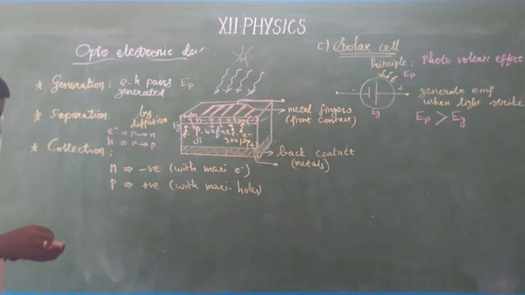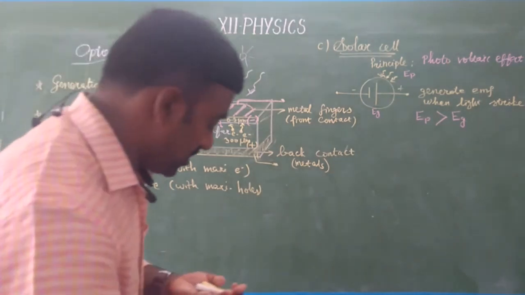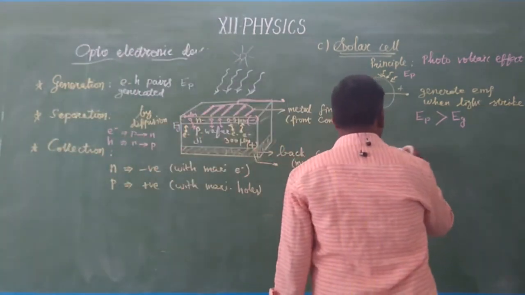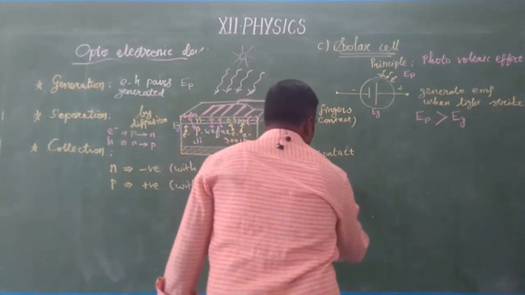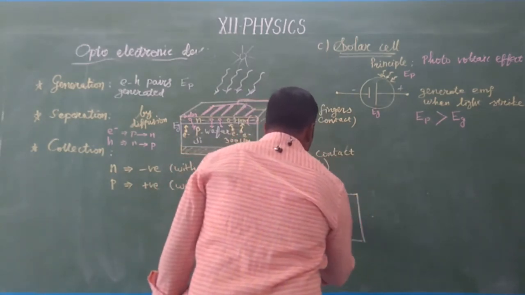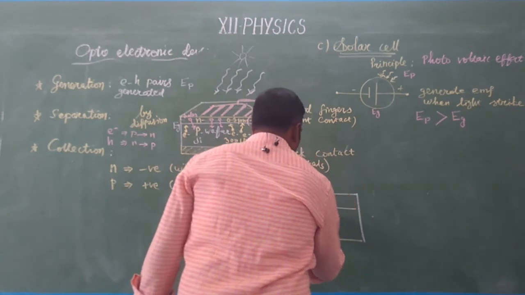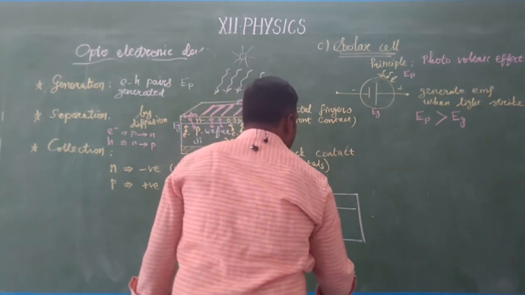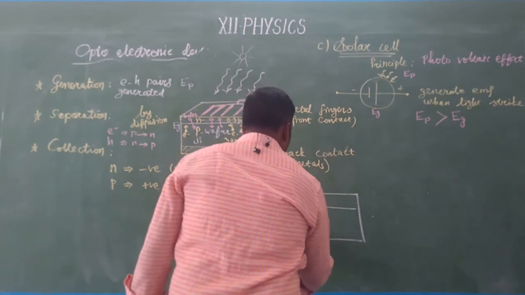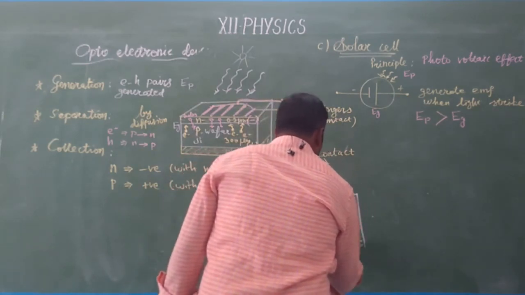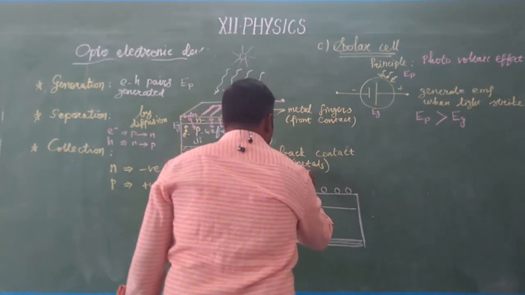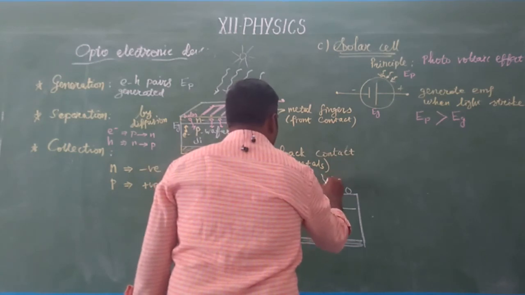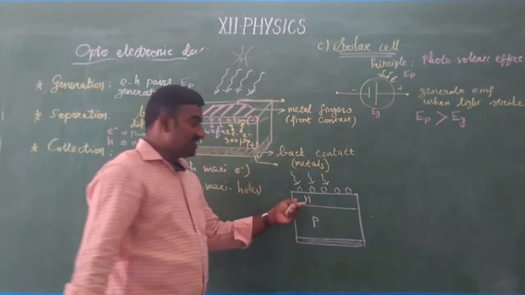So now another simple diagram we are going to draw, the same diagram. Mostly it's a P layer, and upon it we have an N layer. Here we have a metal contact, and these are all metal fingers. On these metal fingers, the energy is incident. It's a very simple diagram.